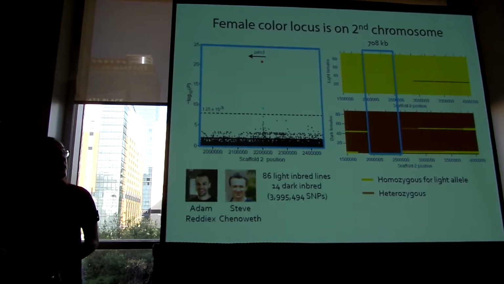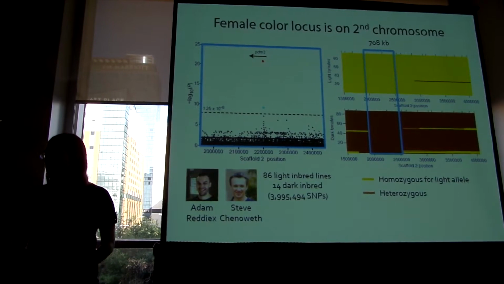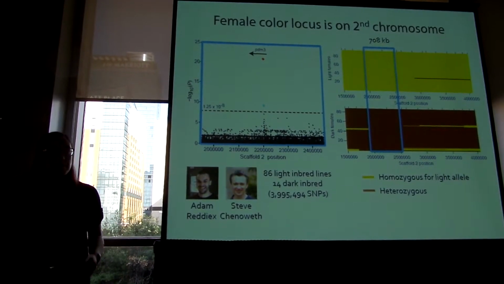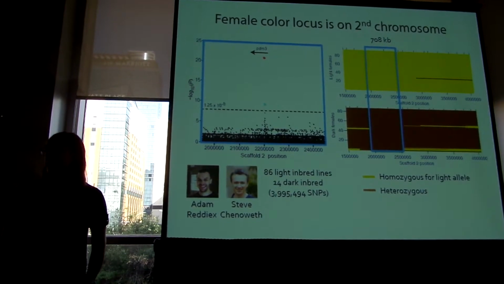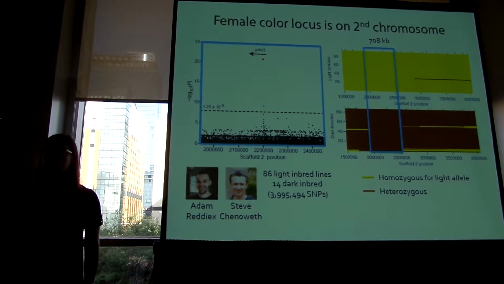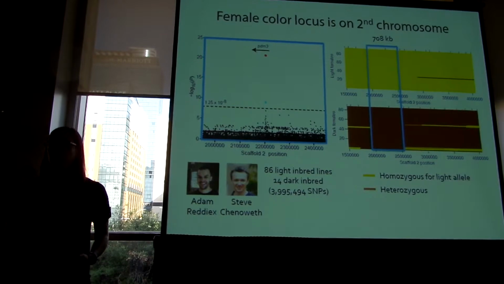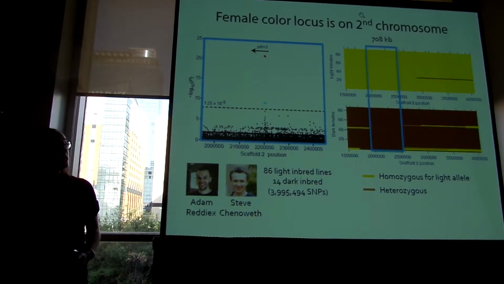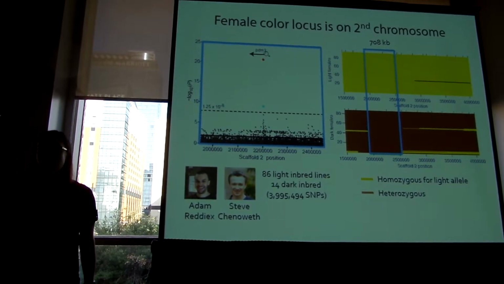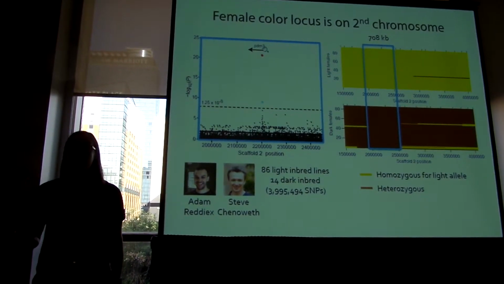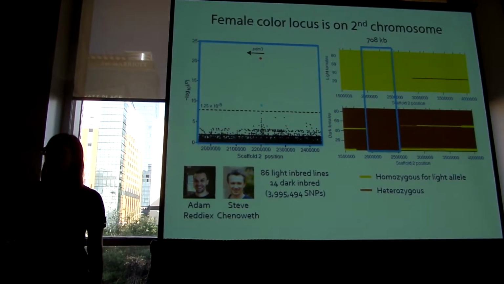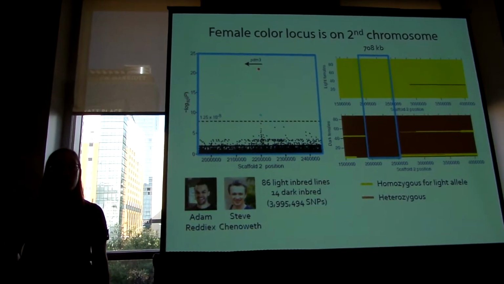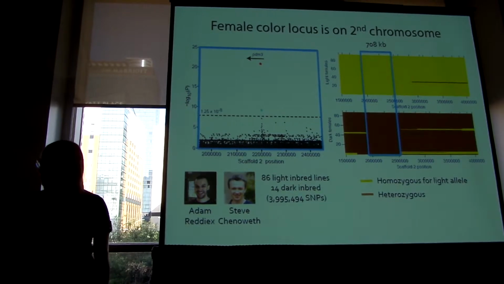So we teamed up with Adam Reddiex and Steve Chenoweth at the University of Queensland, who have developed a panel of 100 inbred Drosophila serrata lines with whole genome sequences. So we were able to use this panel to look for an association with female pigmentation. And very fortunate for us, our 2 best candidate SNPs occurred within the same interval that we had mapped with our introgression mapping. And our top SNPs, after Bonferroni correction, both occurred in the intron of PDM3.